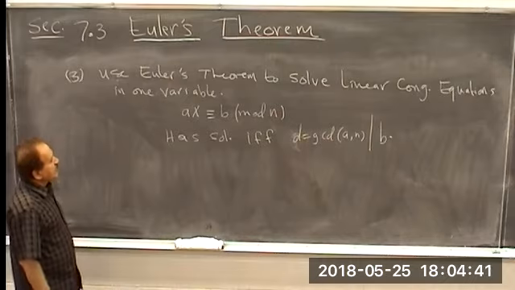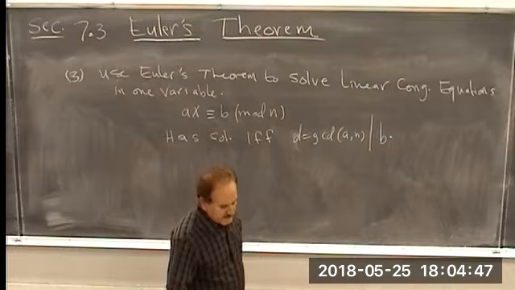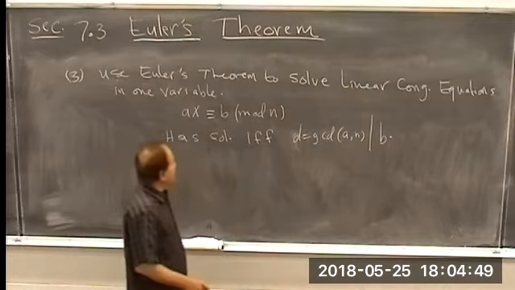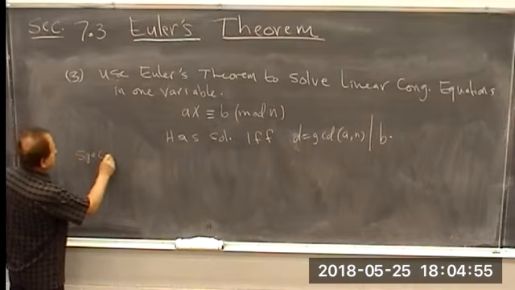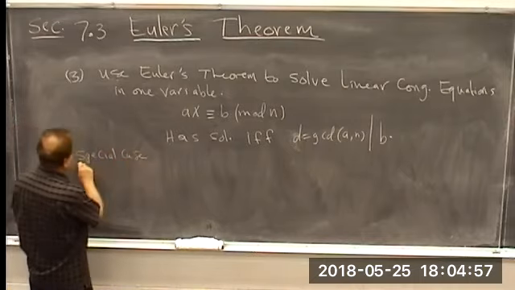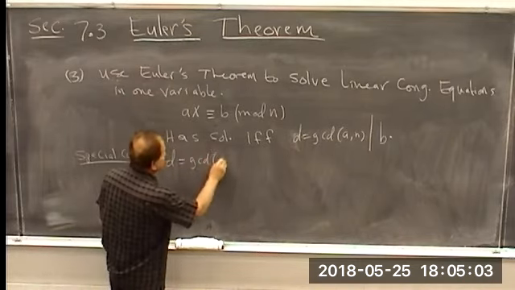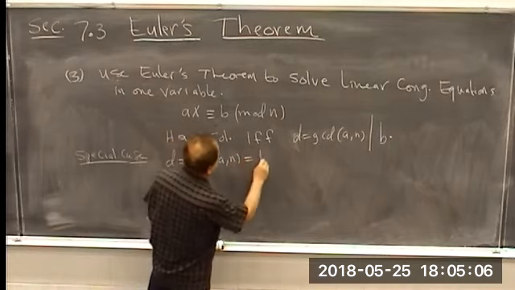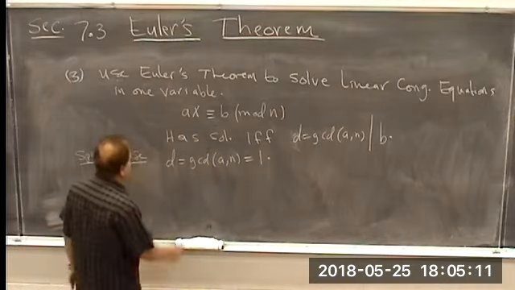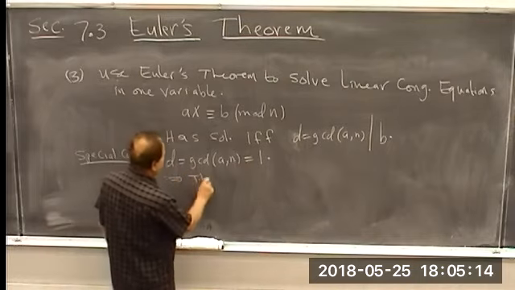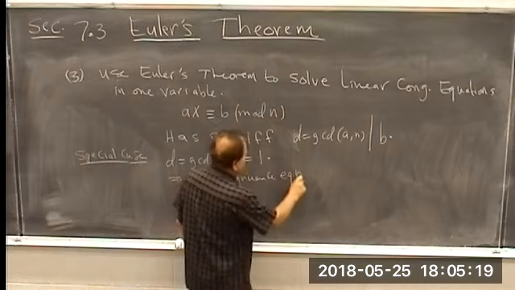All right. So first, I want to consider the special case where a and n are relatively prime, where d, the greatest common divisor of a and n, equals 1. So this implies that the congruence equation has a unique solution.